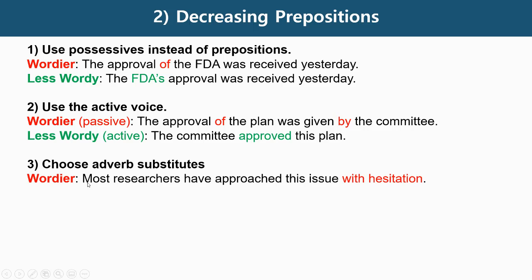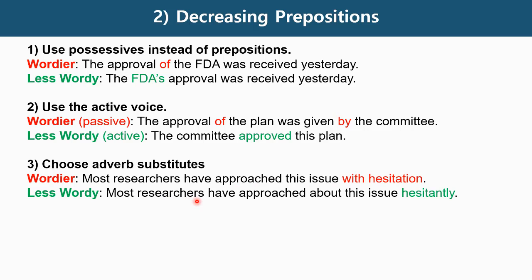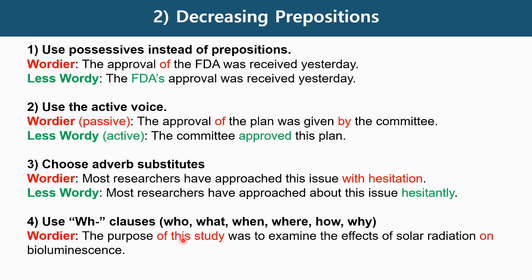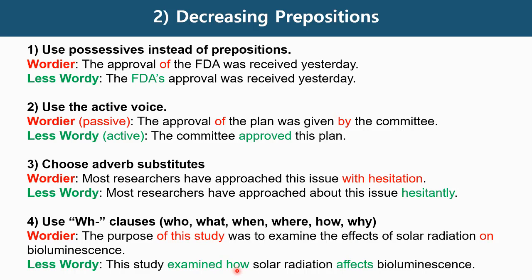You can choose adverb substitutes. "Most researchers have approached this issue with hesitation." "Most researchers have approached this issue hesitantly." Or you can use WH clauses: who, what, when, where, why, how. "The purpose of this study was to examine the effects of solar radiation on bioluminescence." "The study examined how solar radiation affects bioluminescence." I think this last one is quite useful and something that you might overlook, but it can be really useful to make a long, long sentence a little bit shorter and more straightforward.